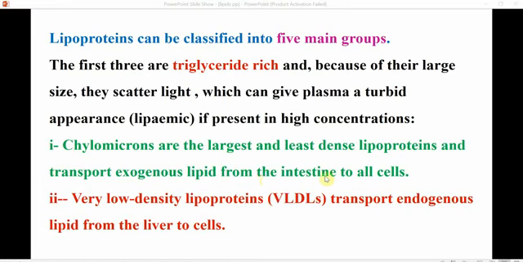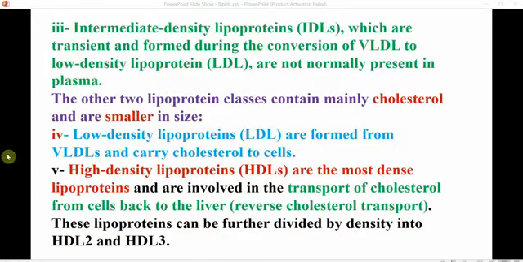in the intestine. Second, the very low density lipoprotein, VLDL, transports the endogenous triglycerides synthesized by the liver to other cells. Third, intermediate density lipoproteins, which are a transient form and usually not detected in measuring the lipid profile. It is usually formed during the conversion of very low density lipoprotein to low density lipoprotein.